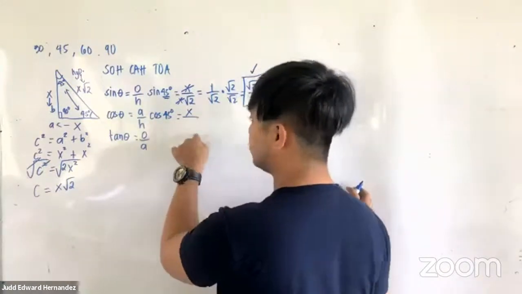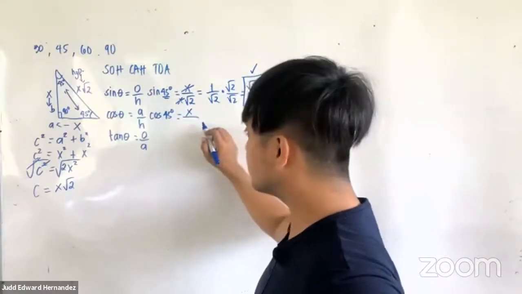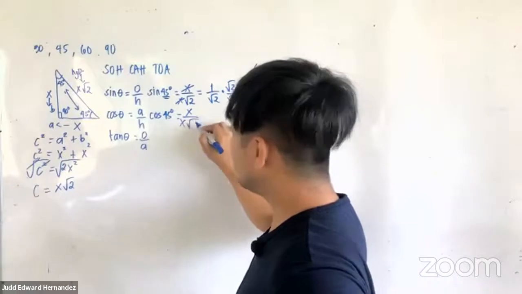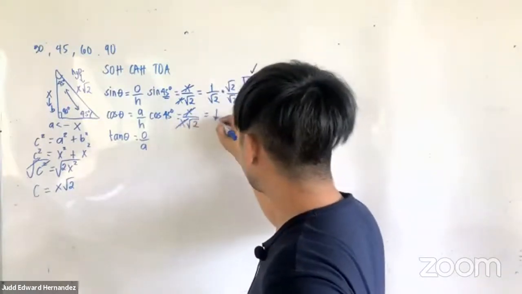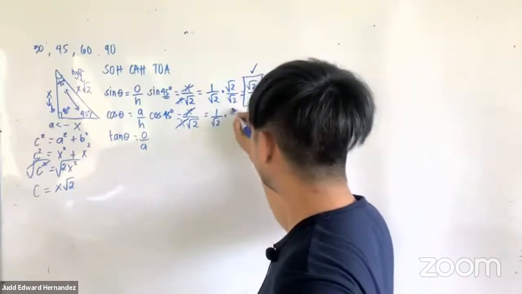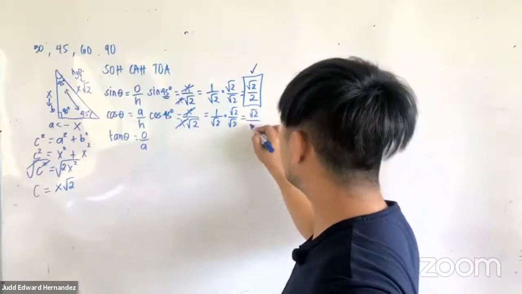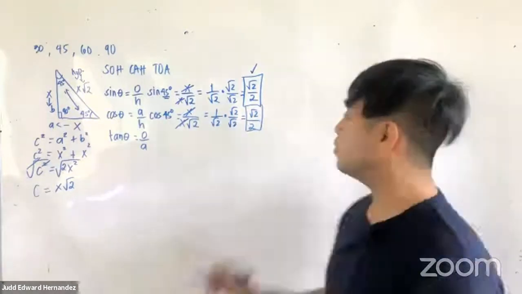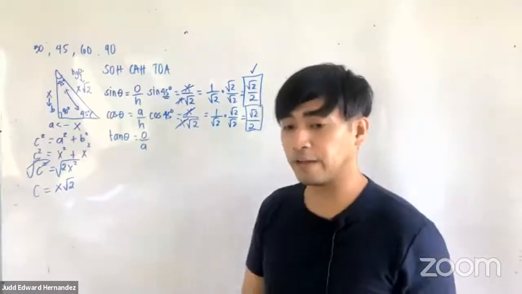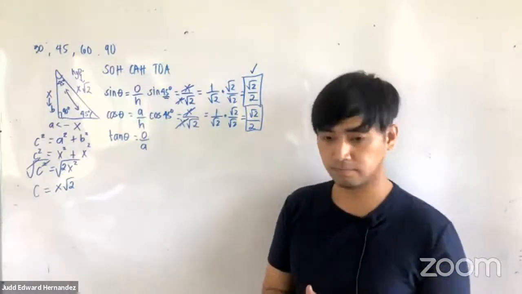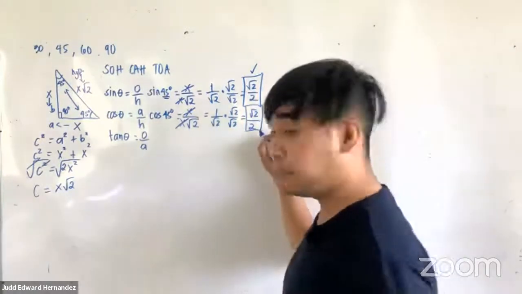And what is the hypotenuse? X square root of 2. Okay. Cancel again x, and it becomes 1 over square root of 2. Rationalize, that is square root of 2 over square root of 2. And it becomes square root of 2 over 2. Okay? So, paki-check nga po sa scientific calculator, what is cosine 45 degrees? Square root of 2 over 2. Tama lang po ba yung nakuha natin?